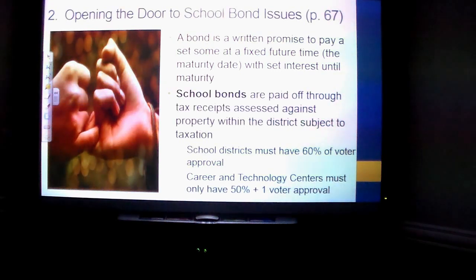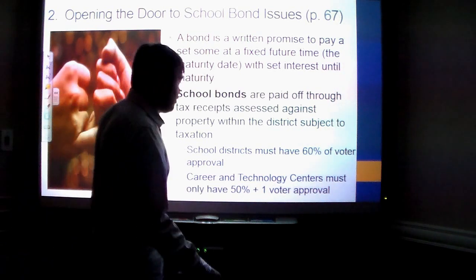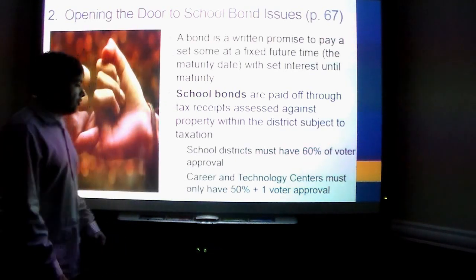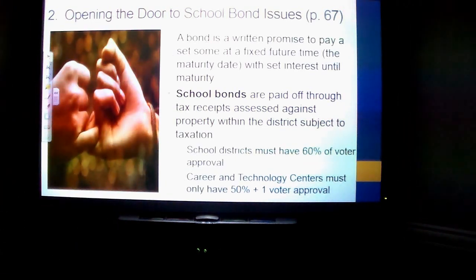So to pass a bond to raise taxes or to raise money, you have to have 60% of the population doing it. Career and technology centers have to have 50% plus one voter approval.